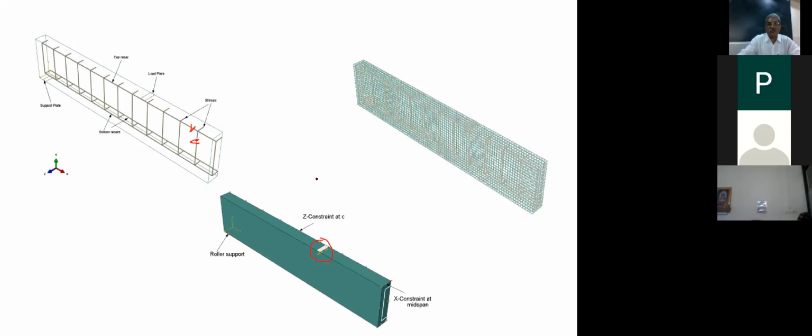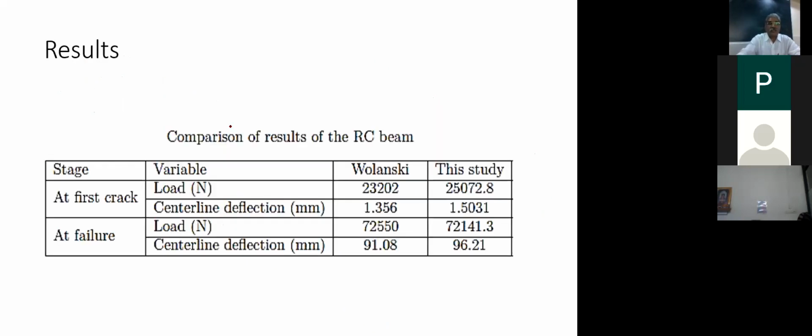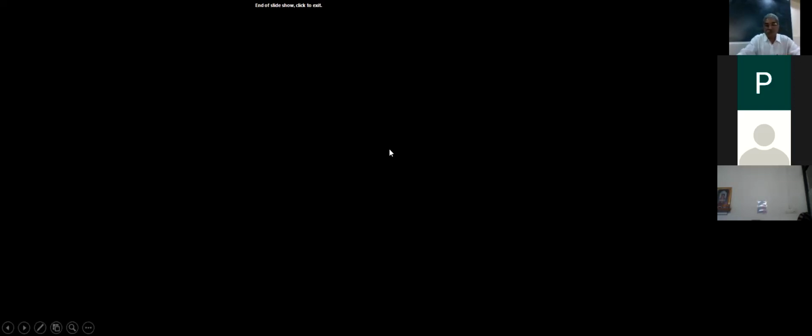Here, only 1/4 of the beam is modeled because of symmetry, to reduce the workload on the computer and time also. Then if we look at the result, at first crack the values of Walensky and my values are not exactly matching, but at failure the values are matching very nicely. So we can say that it is working very nicely. Well, so this was the modeling of concrete using ABAQUS.